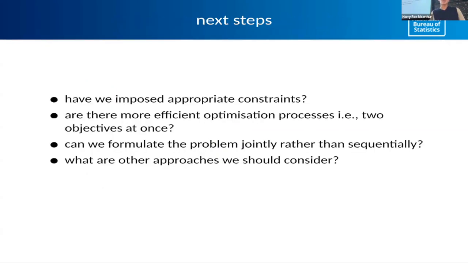Here are some of the questions we still try to answer. Have we imposed appropriate constraints? Is this the best way to think of the trade-off between utility and protection? Are there more efficient processes we should have thought about, hopefully targeting two objectives at once? Can we formulate the problem jointly rather than solving it sequentially, as we're currently doing? And are there other things we should consider?